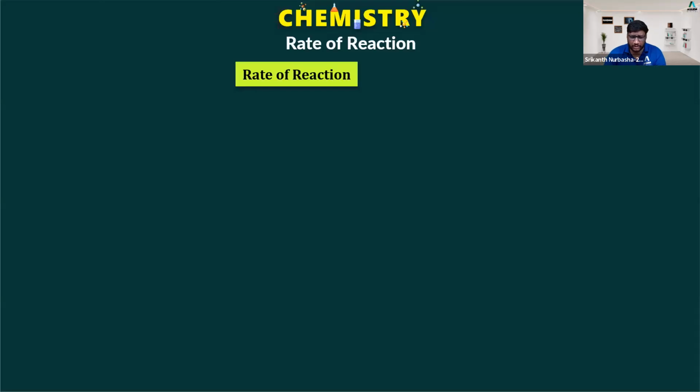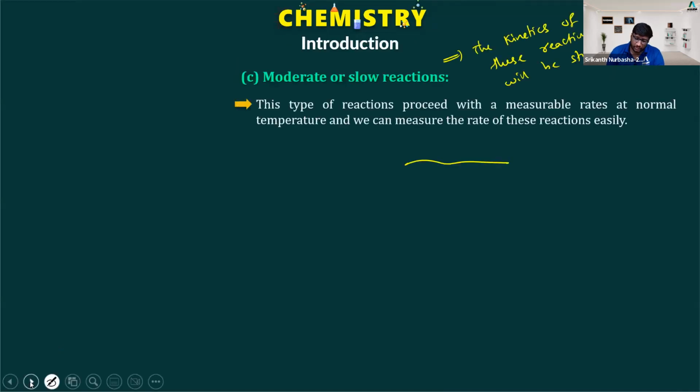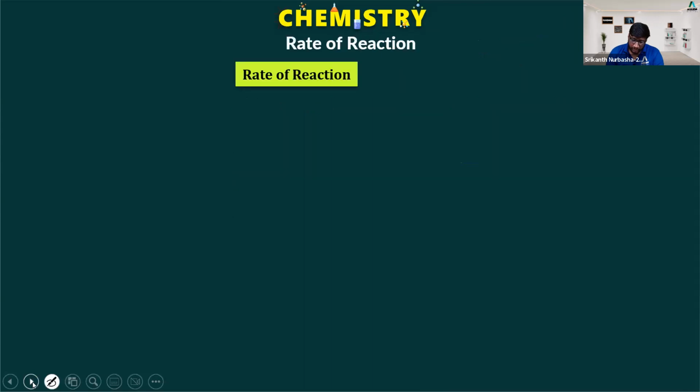So let us start the discussion without wasting any time. If you remember last class, we were discussing chemical kinetics, and there we classified three types of reactions based on the rate of the reaction: very fast reactions, very slow reactions, and moderate reactions. Moderate reactions have a rate whose kinetics can be studied, whereas the kinetics of very fast and very slow reactions cannot be studied. If we proceed further, what actually is the rate of a reaction?